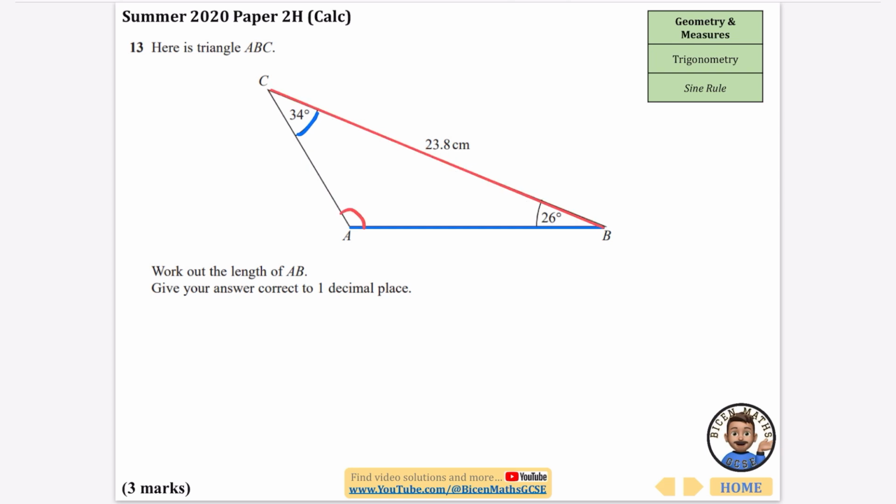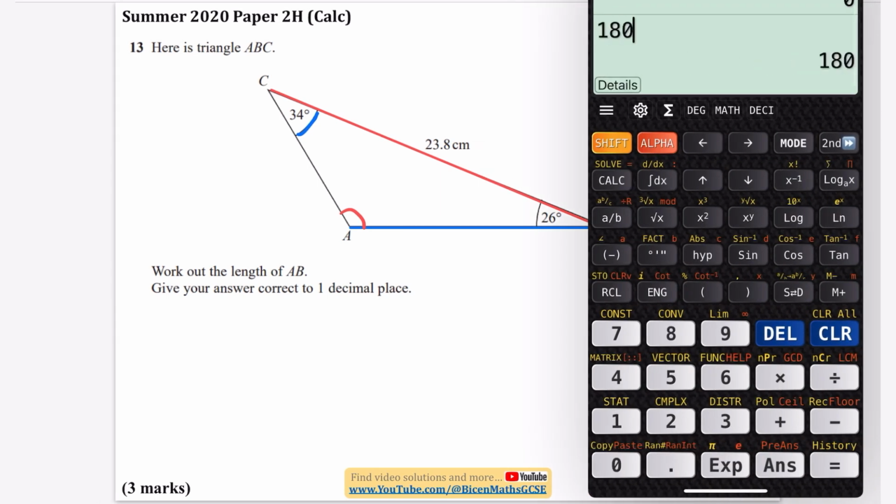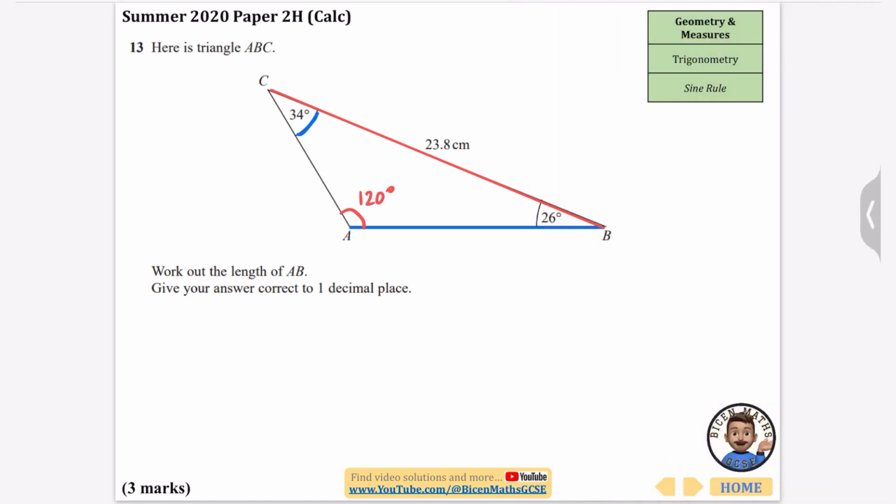So first of all, I'm going to work out what that angle is by doing 180 take away 34 and 26. So I'll do 180 take away 34 take away 26, and that angle is 120 degrees. So this 26 degrees, because it hasn't got anything that's opposite it, I'm actually not going to be using that at all, okay?